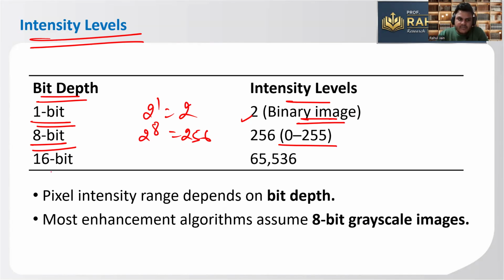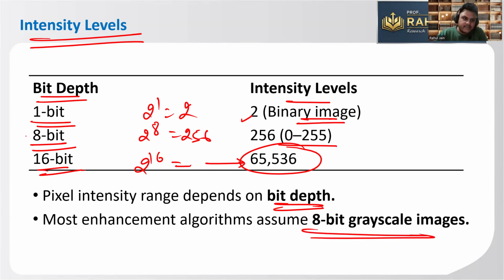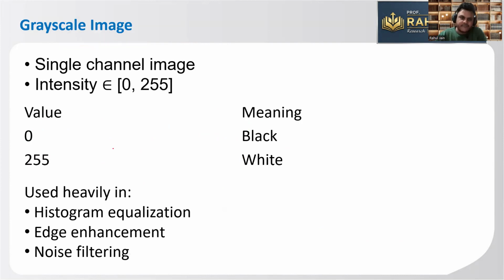And if the bit depth is 16 bit, then 2 to the power 16, that is 65,536 intensity levels. So the pixel intensity range depends on the bit depth. What is the depth of the bit? On the depth of the bit, the pixel intensity range depends. So most enhancement algorithms assume an 8-bit grayscale image.